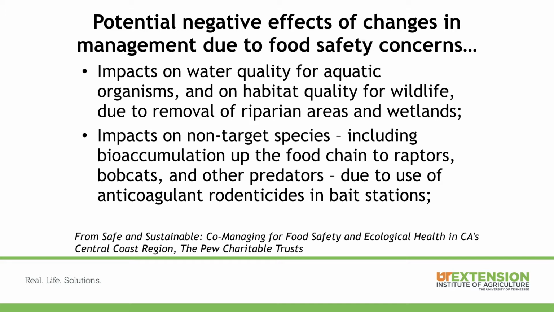So we want to think about those impacts on the non-target species, and that could be things like bioaccumulation up the food chain to raptors and bobcats and other predators due to using rodenticides on your farm. So we want to be aware of all these things in bait stations. If you're using those poisons in the bait stations and then you have animals coming and eating those, that all goes up the food chain. So we want to be aware of all that.